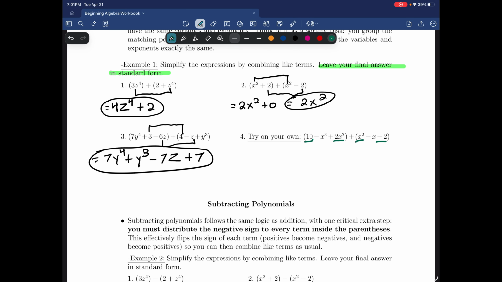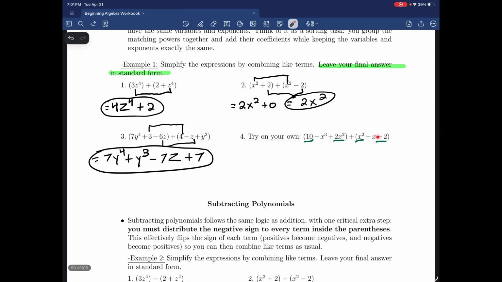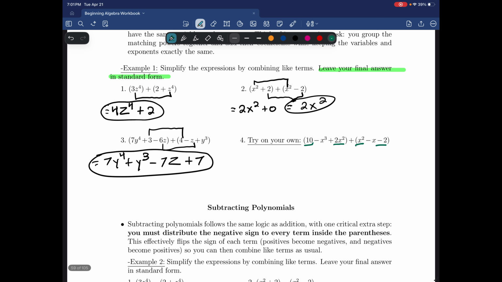Because both those terms are squared and they're both x, they're like terms. And then this -x here doesn't have any like terms, so it's just on its lonesome, like this -x cubed. So now that we've identified those like terms, let's go ahead and combine them.